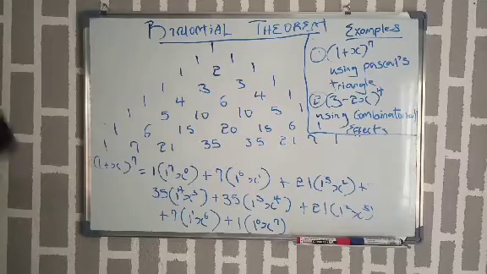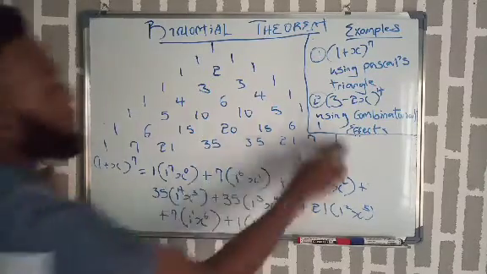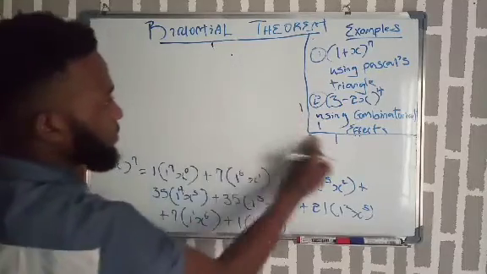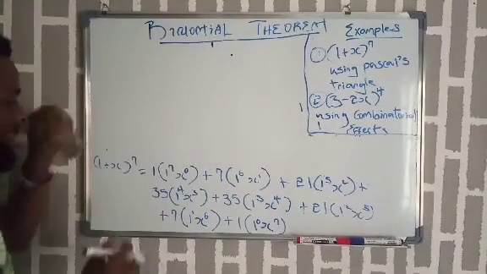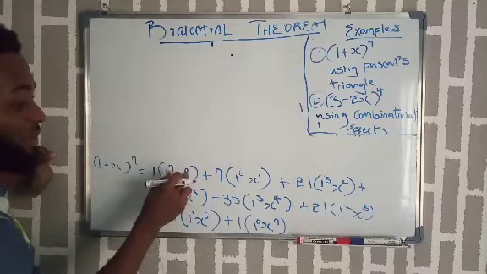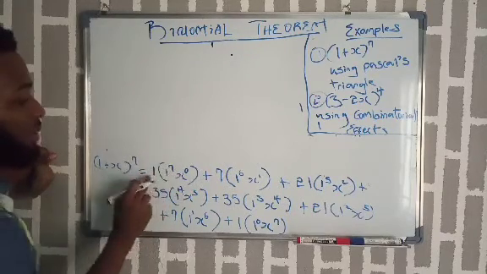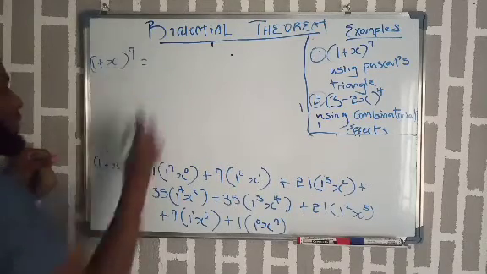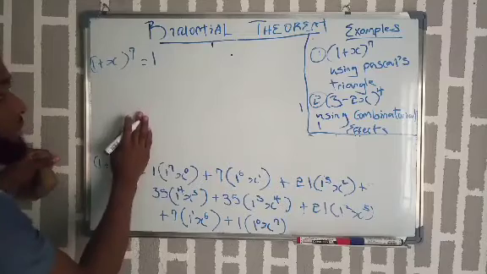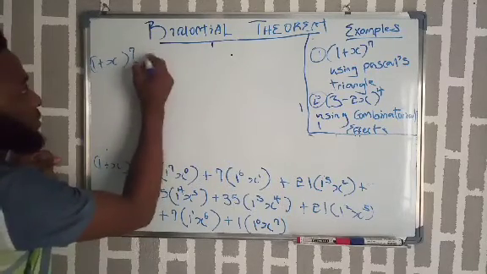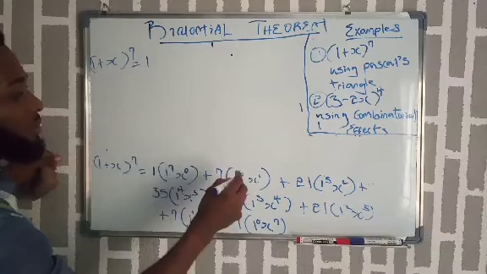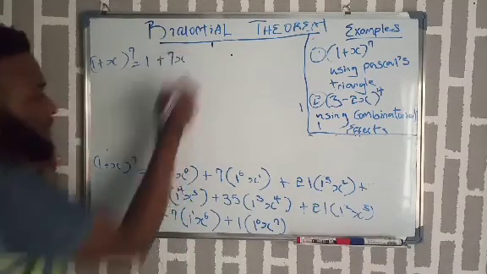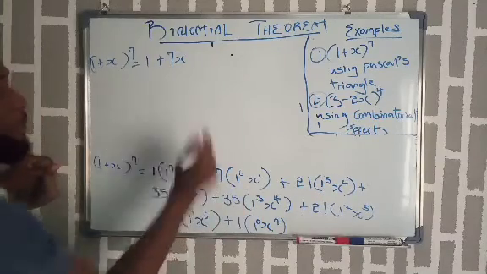So can I write out the final answer above? So the final answer would be, this 1 raised to the power 0 is 1, 1 raised to the power 7 is 1, 1 multiplying 1 is 1. So (1 plus x) raised to the power 7 becomes 1, and the next thing that follows it becomes plus 7x, because this is 1, this is x, this is 7.